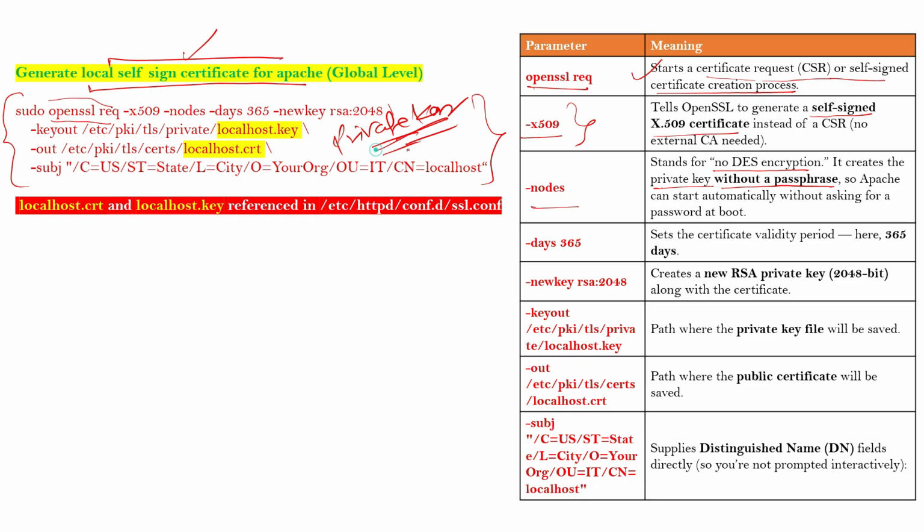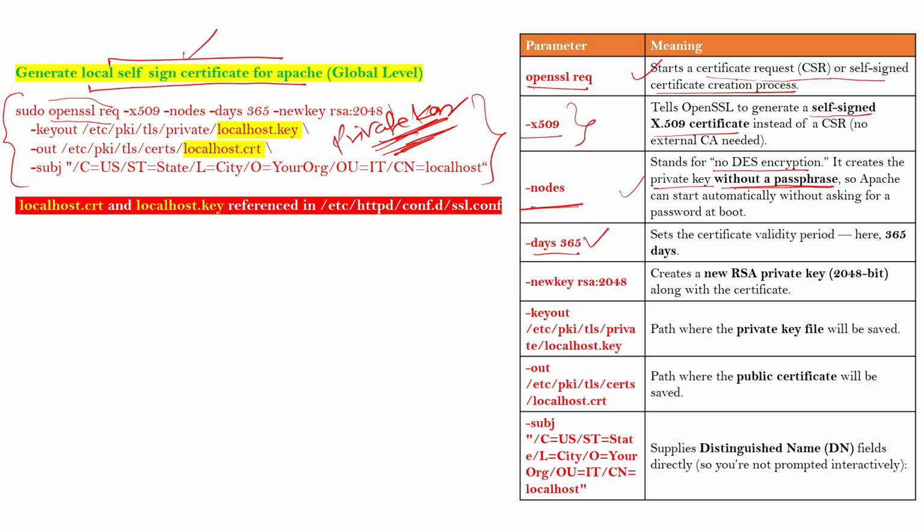When it generates the private key, there is a corresponding associated password as well. Because this is a private key, many times we protect it with a passphrase, but there are certain drawbacks to that. If you protect it with a passphrase, then every time you start Apache, it will ask for the passphrase, and you can't do automation. So -nodes disables the passphrase, so that whenever you start Apache with the help of automation, it will start automatically and will not ask for the password.